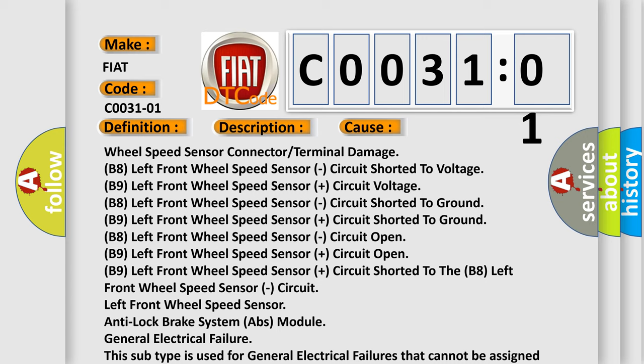module general electrical failure. This subtype is used for general electrical failures that cannot be assigned to a specific subtype category and have no subtype information, e.g. DTC B003901, second row right front stage 1 deployment control, general electrical failure.